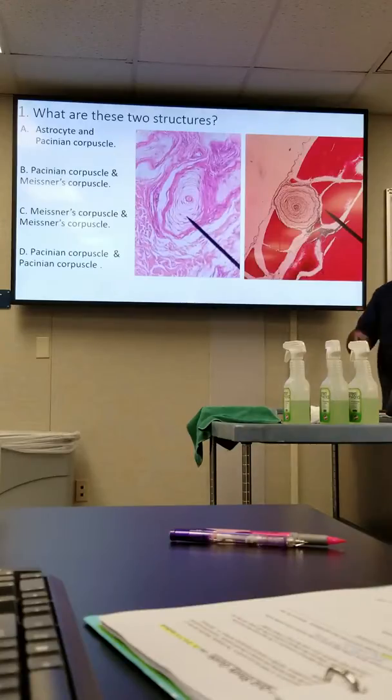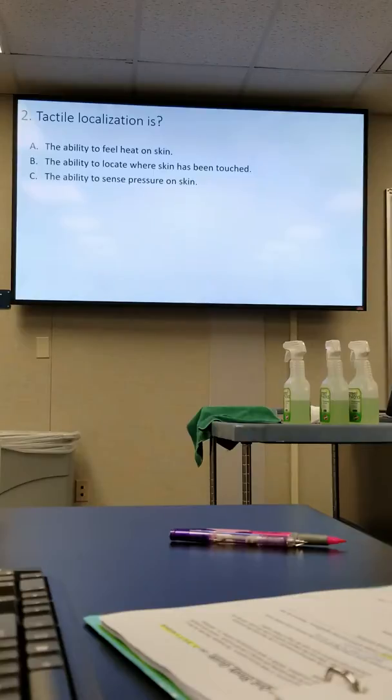Now, if you look at a Meissner corpuscle, it looks like cotton candy, all swirled up like this, like a cotton candy. So that's one of the things you want to know, the difference. But you need to make sure you look at the Meissner and Pacinian corpuscle. And then this is just saying where they localize on the skin. You need to figure all of that out.